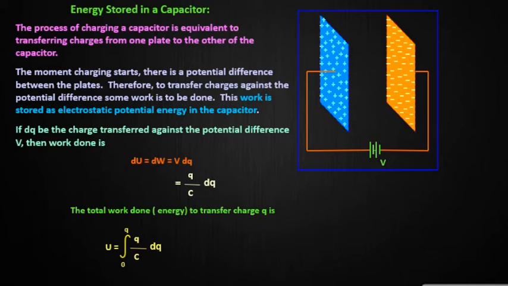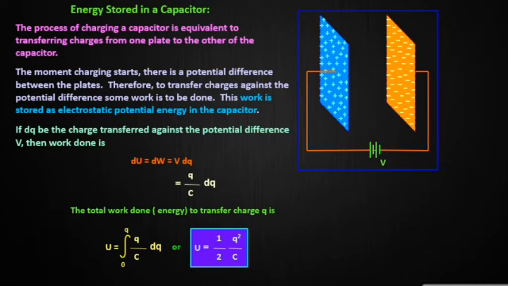Now, C being a constant, we can take 1 by C out of the integration. Then you will have the integral of Q dq, which is Q square by 2. Now, applying the lower and upper limits and simplifying, we get U is equal to half Q square by C. This is the expression for energy stored in a capacitor.